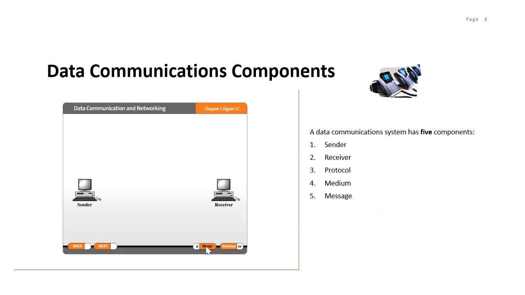There are 5 different components in a data communication system. We have sender, which is the device that sends the data message, such as a workstation or handphone. We have receiver, which is the device that receives the message. Again, it can be a workstation, a telephone, or television.